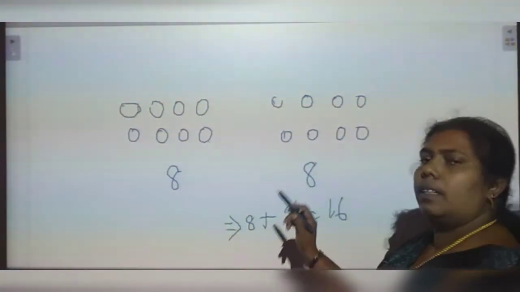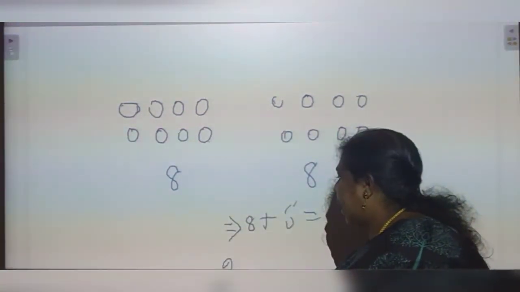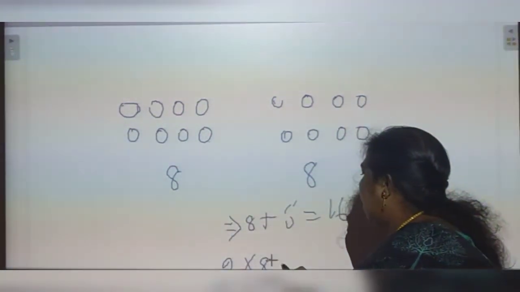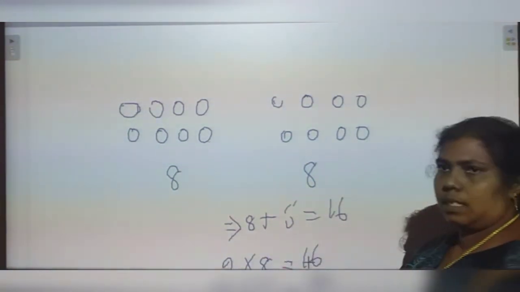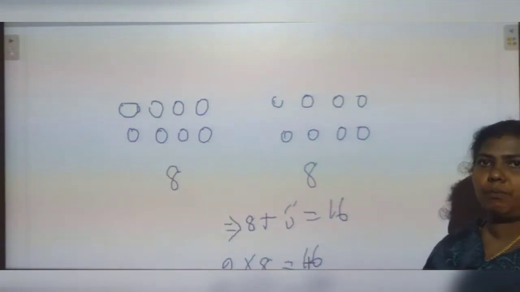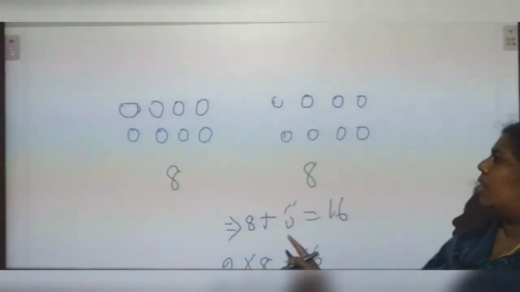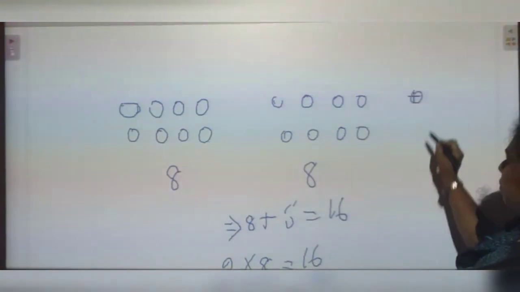Instead of adding, we can do 2 times 8. How many groups here? 2 groups, right? So 2 times. 2 times 8s are now how much? 16. Do you understand? 2 times 8. So this is the multiplication fact. Okay. How many groups are there? 2 groups. If it is here, 3 groups.